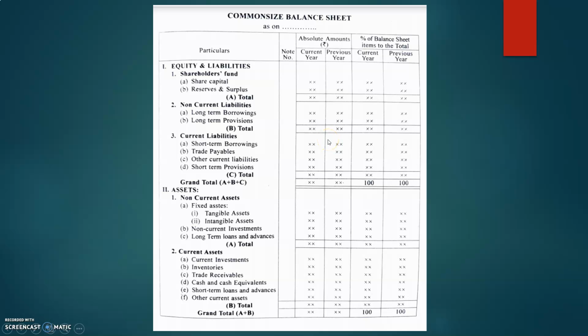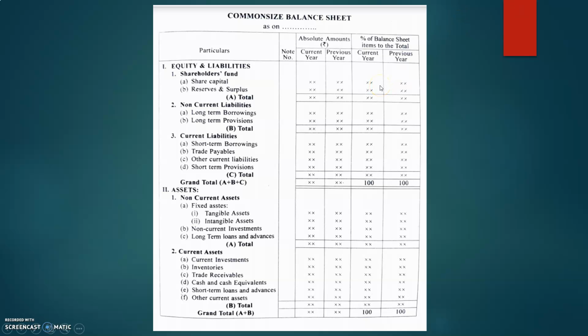In this type of common size balance sheet, you can compare any number of balance sheets, because all will depend only upon that particular year's total. So any number of years you can take here. Then comes the percentage of balance sheet items to the total. That is what we'll calculate. The current year and previous year figures will be given in the question, and we'll be finding out only the percentage of the balance sheet items to the total.